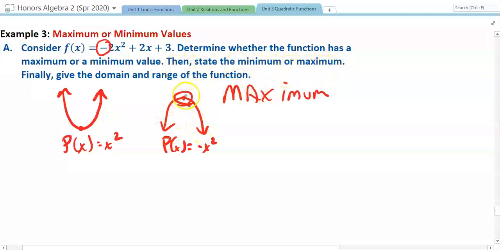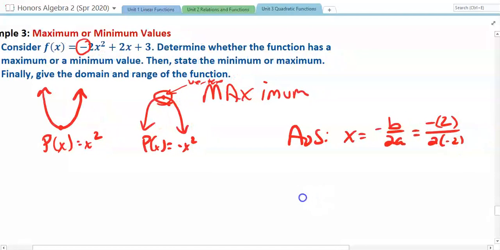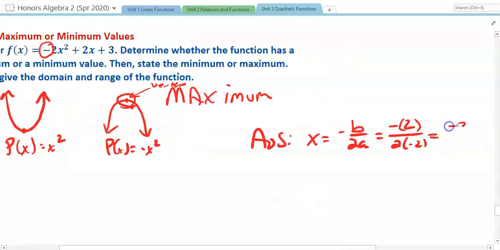And then state the min or maximum value. Well, where does the min or max occur? It occurs at the what? The vertex. So I go back to the stuff we just talked about a moment ago. How do I find the vertex? Well, if we find the axis of symmetry first, right? So x equals the opposite of b over 2a. Well, the b is 2 over 2 times negative 2. And so that's going to give me negative 2 over negative 4, which is positive 1/2.